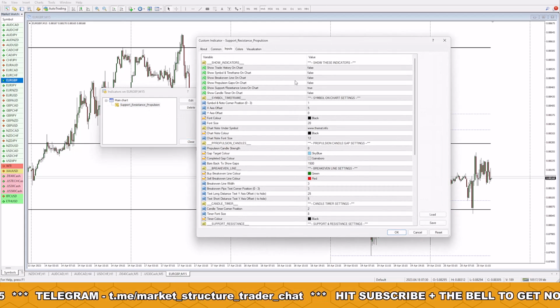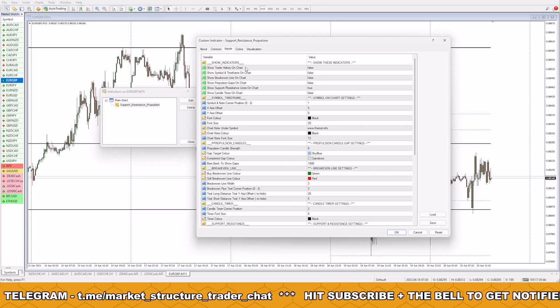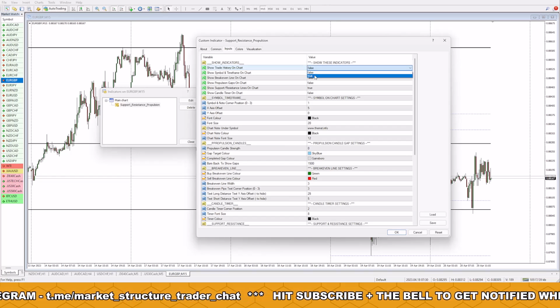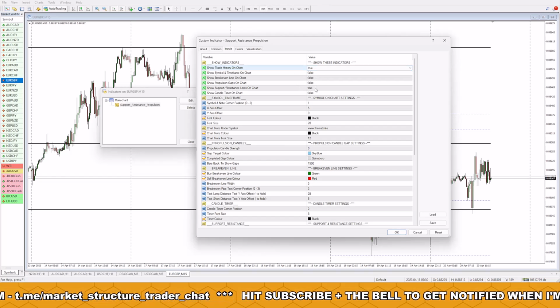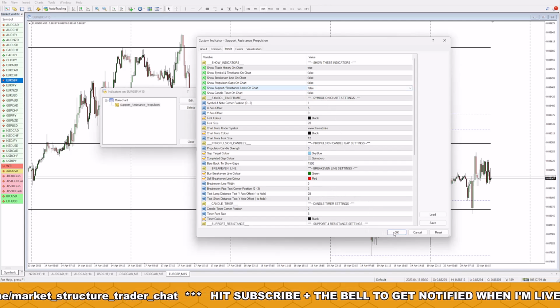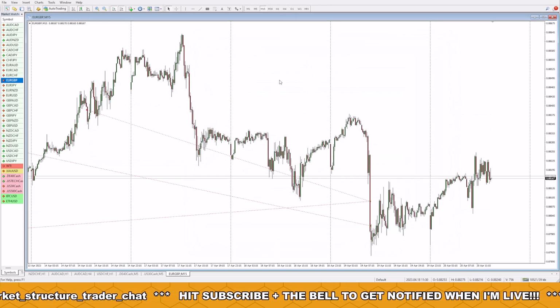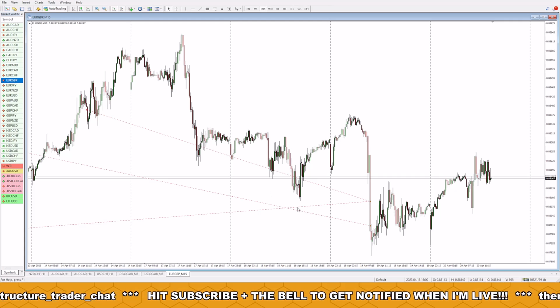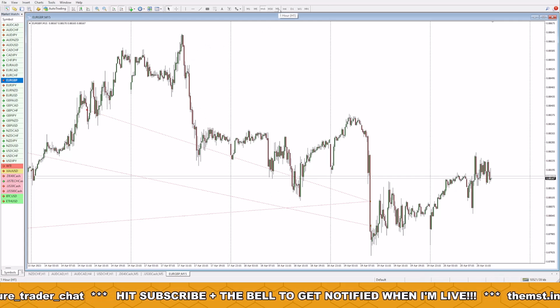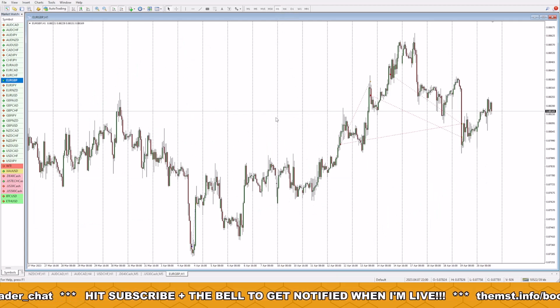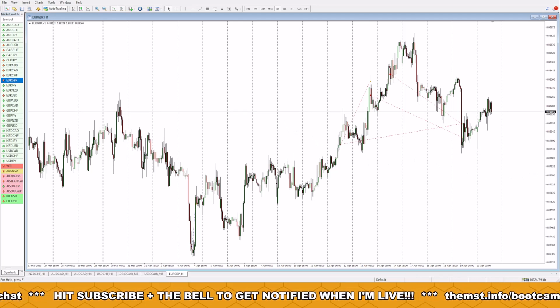Next, we're going to take a look at the show history on chart. So if we turn that to true, I'm going to turn off the support resistance lines for the moment. Okay, so as you can see now, all of my previous trades I've taken have been plotted on the chart here. So if you zoom out, you can see that there's multiple trades been taken.